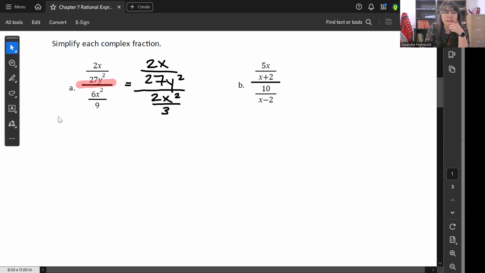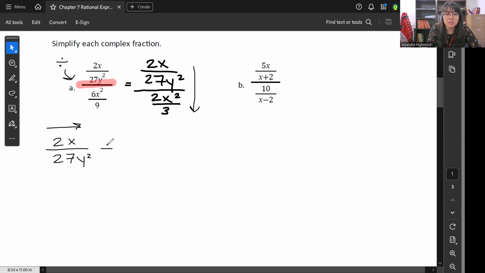Now, what I'm going to do next is rewrite this. Right now, this is written in vertical format. I want to write it in horizontal format. The reason why is because this main fraction bar means division. And I can rewrite the complex fraction as 2x over 27y squared being divided by 2x squared over 3. And now we have a quotient or a division problem where we can use keep flip change and simplify.